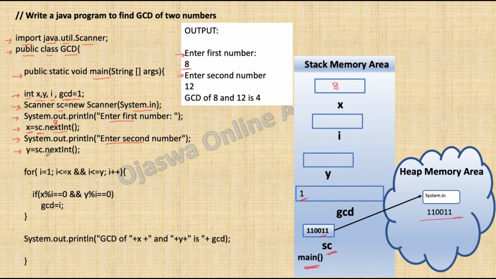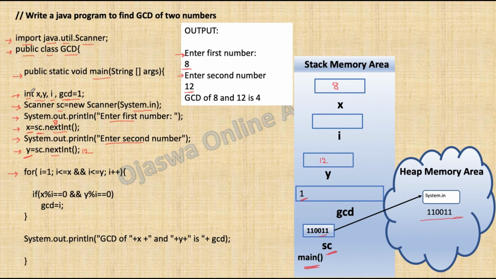Next statement is y equal to sc.nextInt. So suppose the user enters 12, the nextInt method will read number 12 as a pure integer. So 12 will be stored inside the memory. Now here is the actual logic. We are finding the GCD of two numbers, and the numbers input by the user are 8 and 12. So we are finding the GCD of 8 and 12.